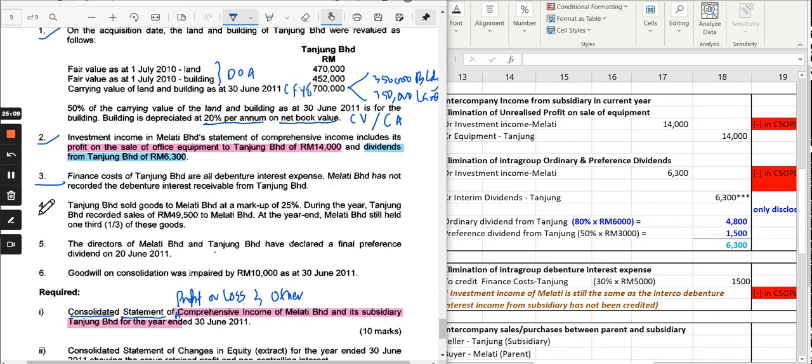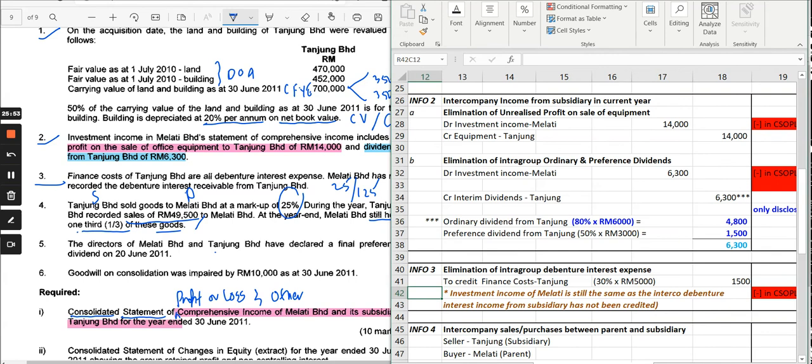Now we go on to number 4. This is the easiest part, which is the intra-group sale of inventory. Identify who is the seller. Here Tanjung is the subsidiary, and they sell goods to Melati. Melati is the parent company. So it was at a markup of 25%, markup 25 over 125. And they recorded a sale of 49,500. So this is the intercompany sale and intercompany purchase. And at the end of the year, one third of these goods are still being held.